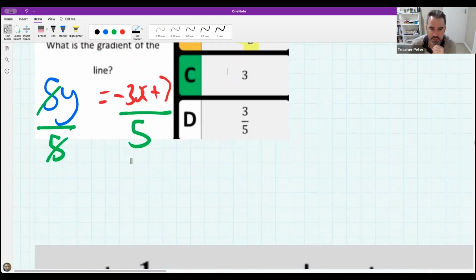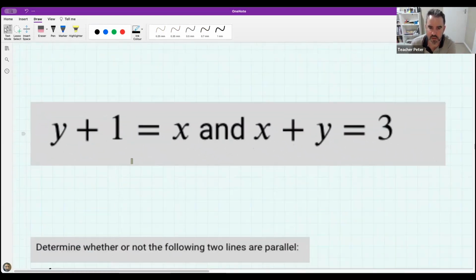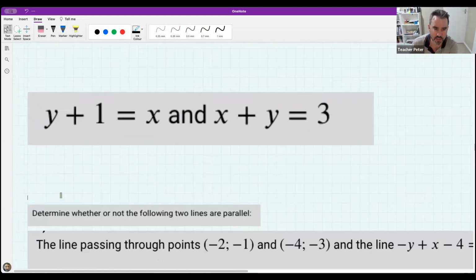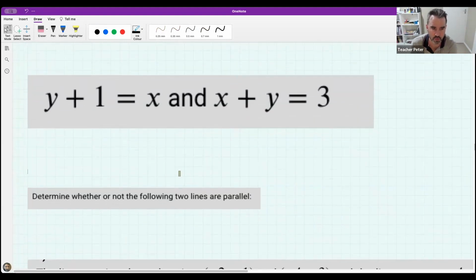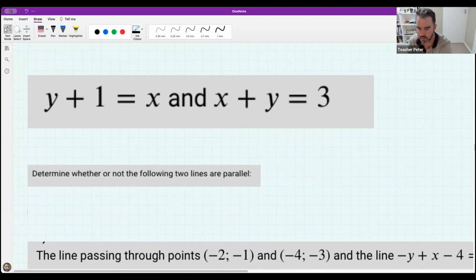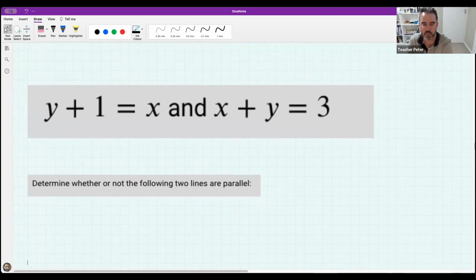Okay, let's keep rolling. Okay, I want you to tell me whether or not these two lines are parallel. So we have y plus 1 equals x and x plus y equals 3. Are those two lines parallel? Yes or no? You tell me. I want the people to vote. And you never know when I'm going to be sneaky, so you've got to keep your eyes on the prize here.